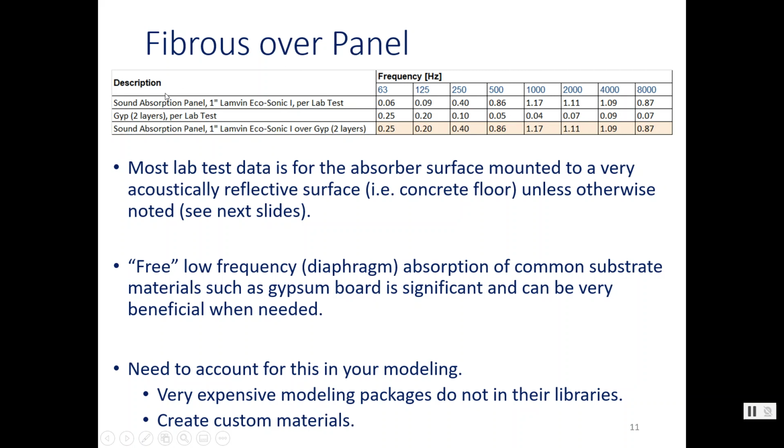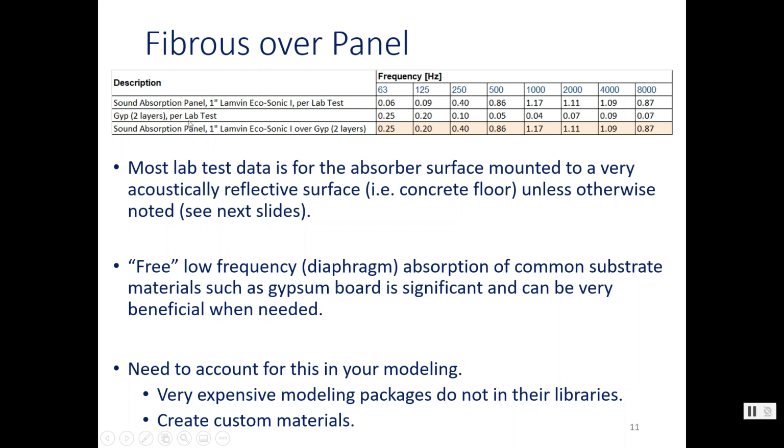So you have a test done of a sound absorption panel. It's just a 1 inch. If you look this up, you'd find out it's a fabric wrapped fiberglass panel, 1 inch thick. So it absorbs really well at mid and high frequencies, and then as you drop down to low frequencies, it does almost nothing. So this would be a fibrous absorber.